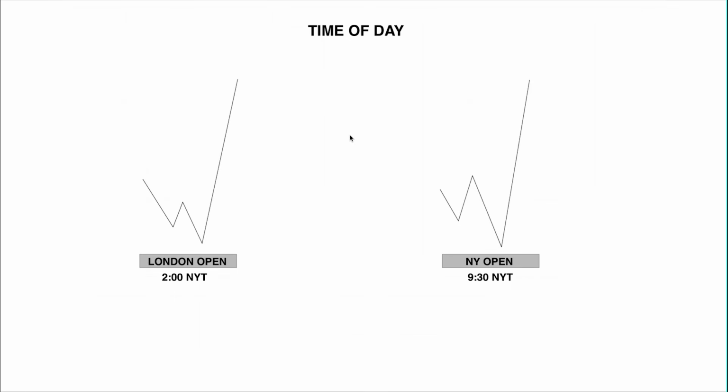And I also like to use the New York Open at 9:30 a.m. New York time. This is another high probability time period where we do see volatility in the market, and we can again utilize the opening price at 9:30 to be able to see the manipulation in price.